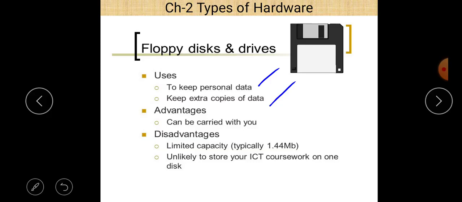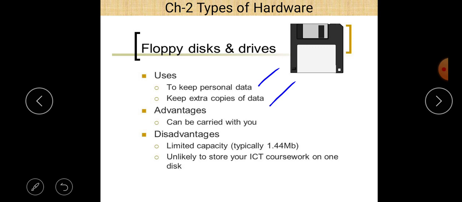So the most common size of the floppy disk is 1.44 MB. The size of the floppy disk is 1.44 MB, which is very small. So these are not used nowadays.